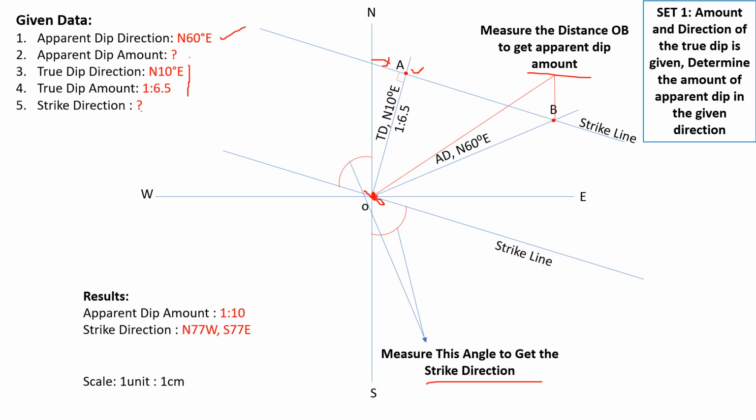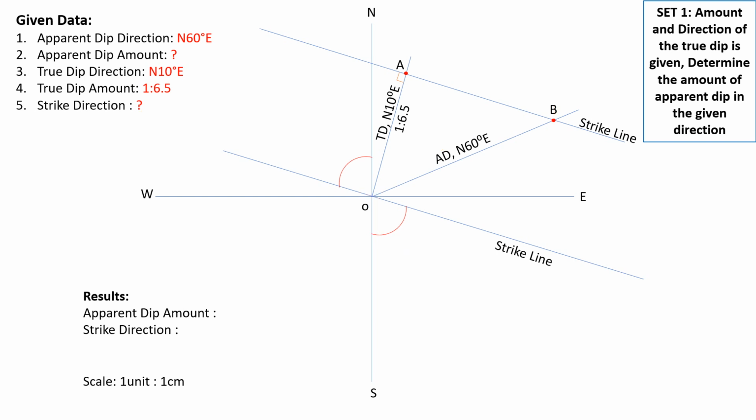I measure this distance from O to B, that is 10, or you may get 10.1, depending upon your accuracy of measurement. Then I write down the strike direction: north 77 degrees west, and another is south 77 degrees east. So here it completes your first problem. Whenever you draw without any marking, it will look like this. If you just follow the step-by-step procedure shown in the video, you can easily solve this problem.